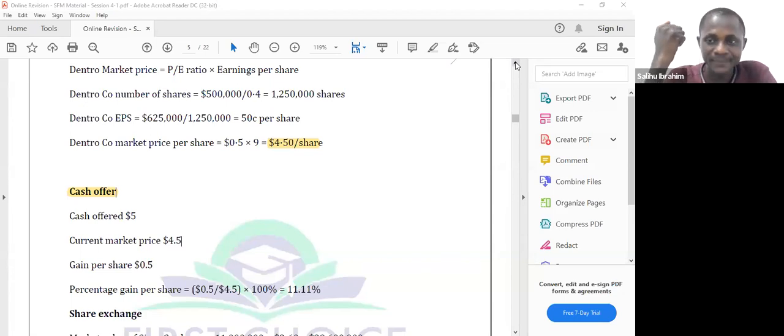The disadvantage here is that the company's cash flow position will be affected because you are paying cash. Your cash flow position will drop because of the cash payment.